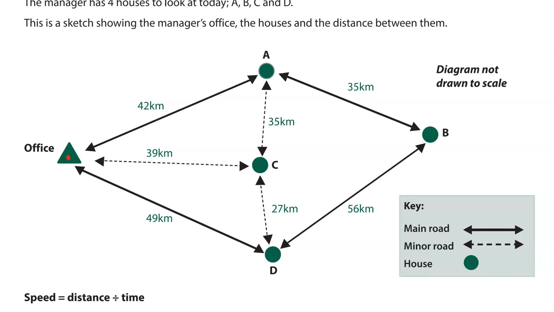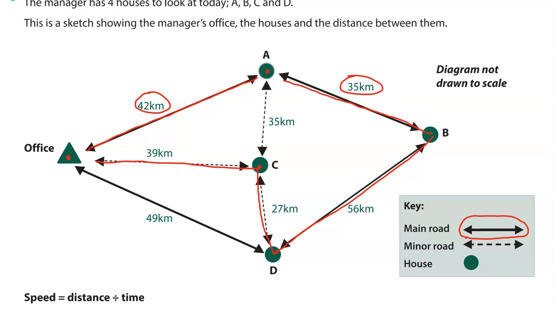So he could be going from the office to house A, and then from A to B, from B to D, from D to C, and then back to the office again. So how many kilometers of main roads? So we've got this one here, 42. As you can see, this is the key.